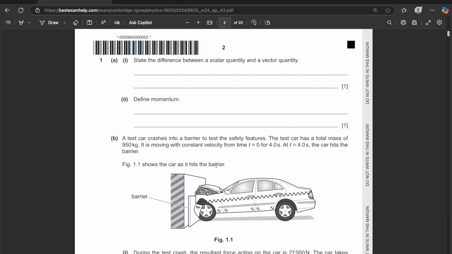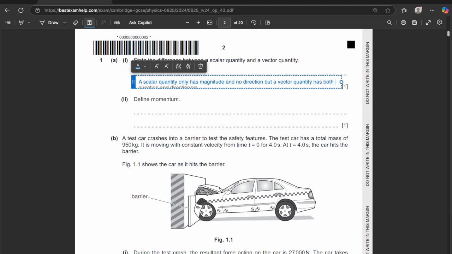Number 1, A1. State the difference between a scalar quantity and a vector quantity. So a scalar quantity only has magnitude, no direction, but a vector quantity has both magnitude and direction.